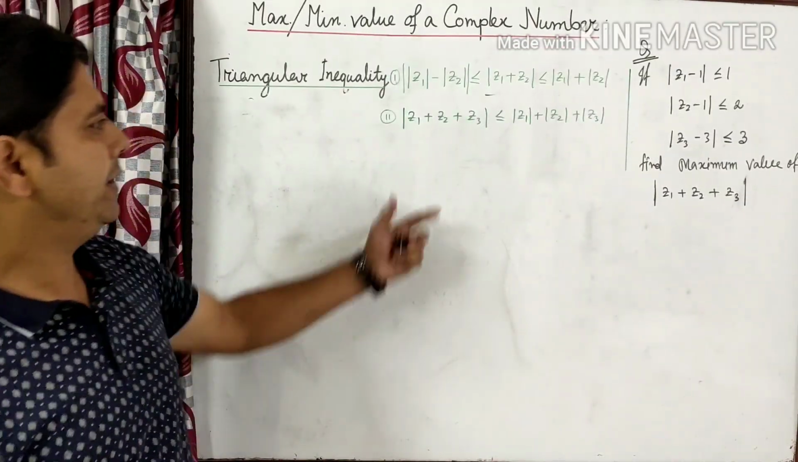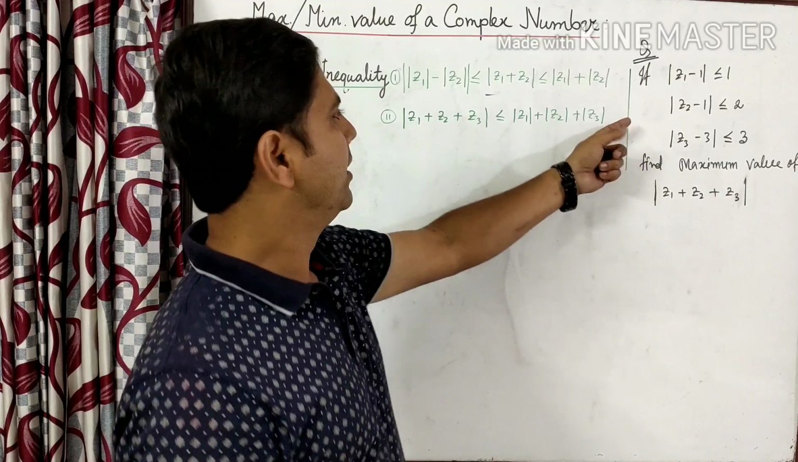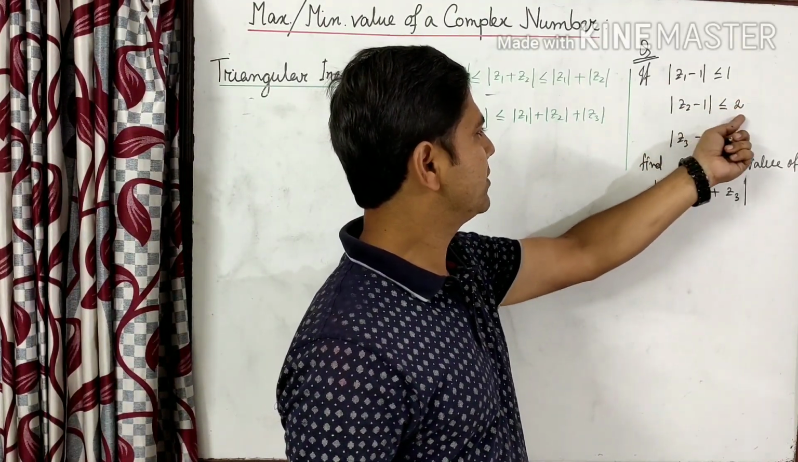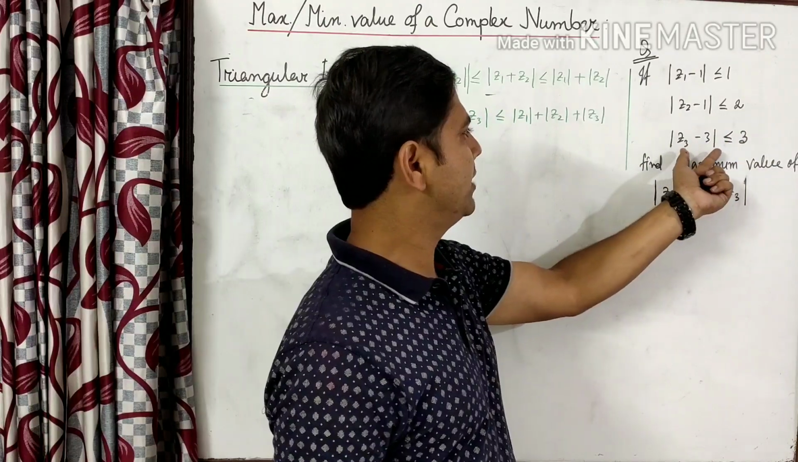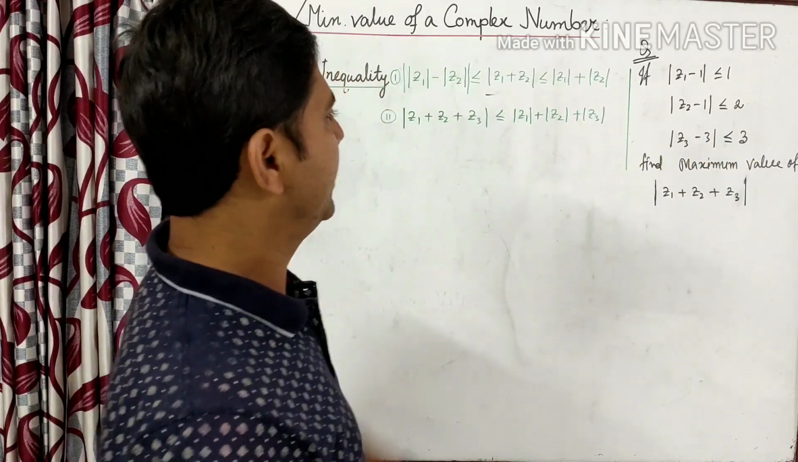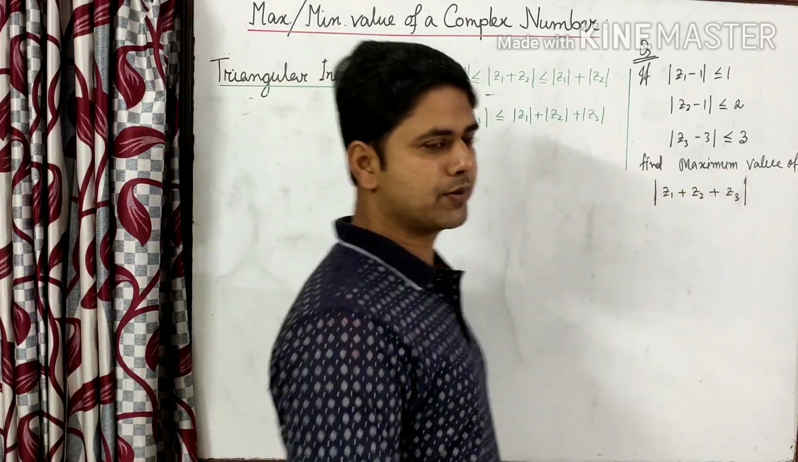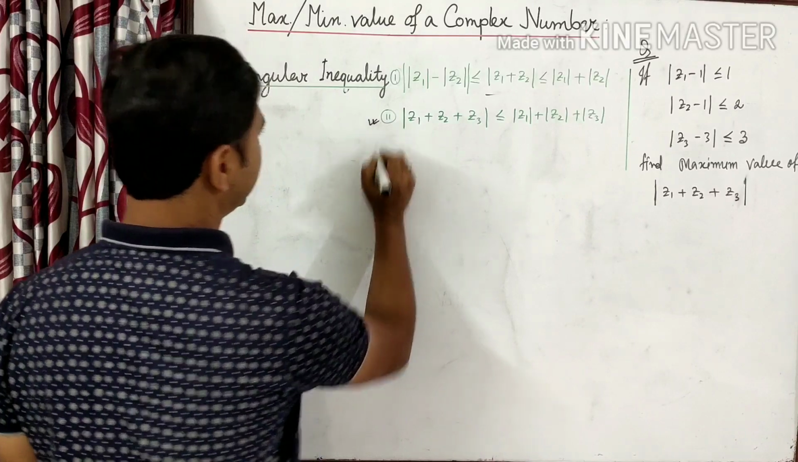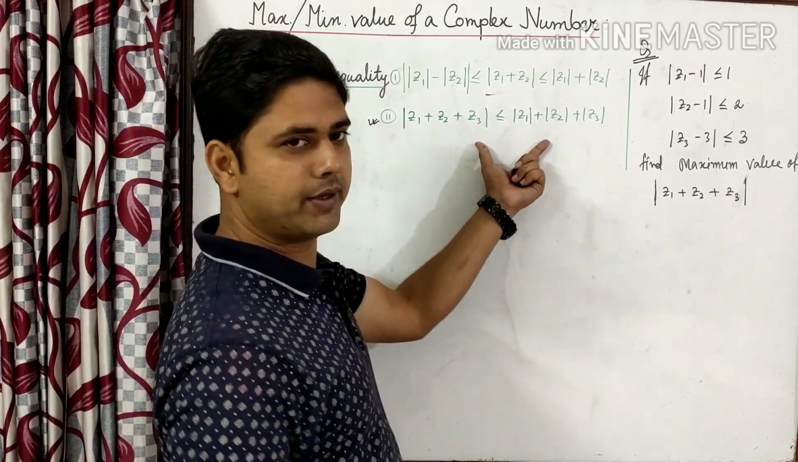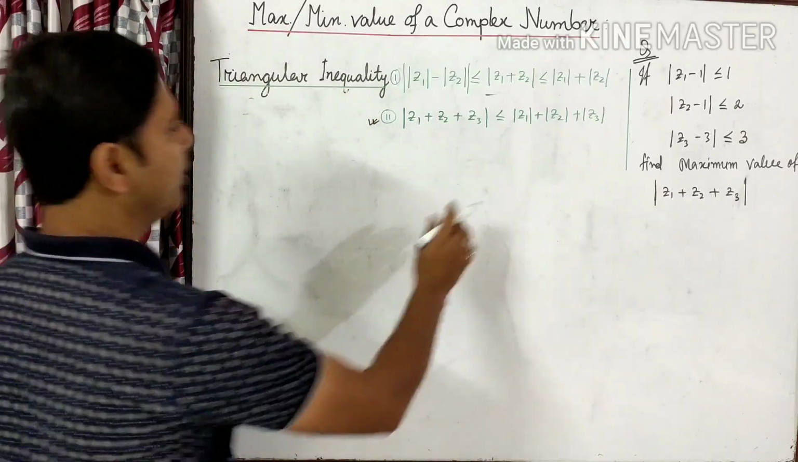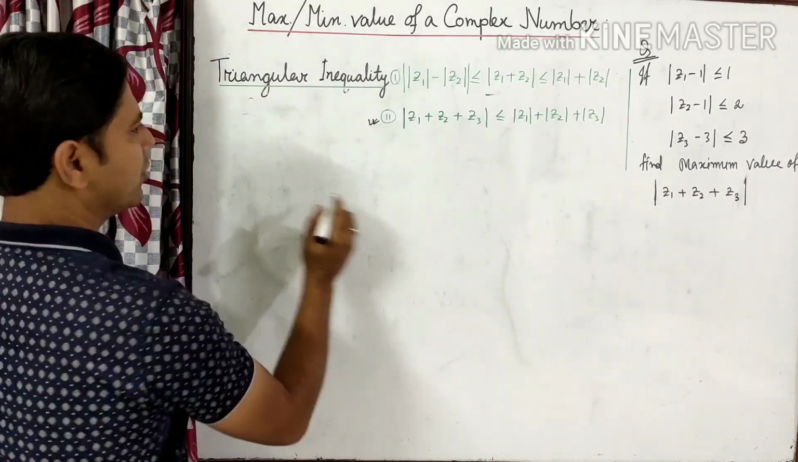Here we consider another example. Mod of z1 minus 1 less than or equal to 1, mod of z2 minus 1 less than or equal to 2, mod of z3 minus 3 less than or equal to 3. Now you have to find the maximum value of this one. When you consider 3 complex numbers, the triangular inequality form is this one. Clear? You have to find the value of this one.